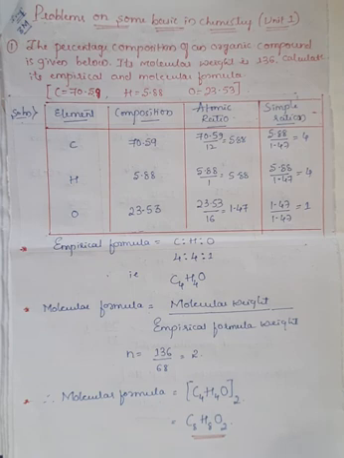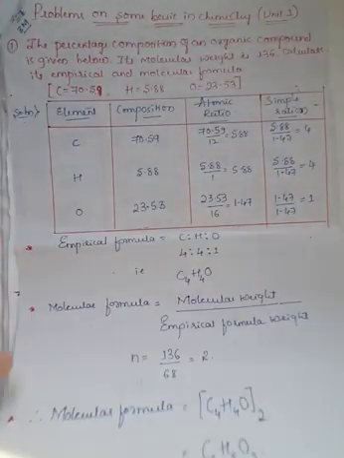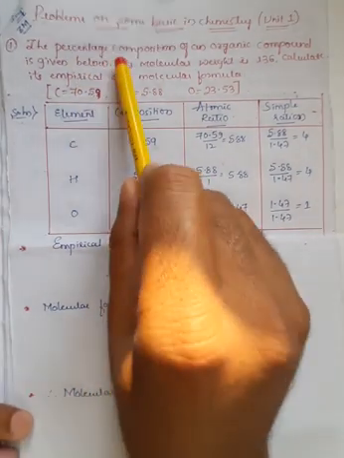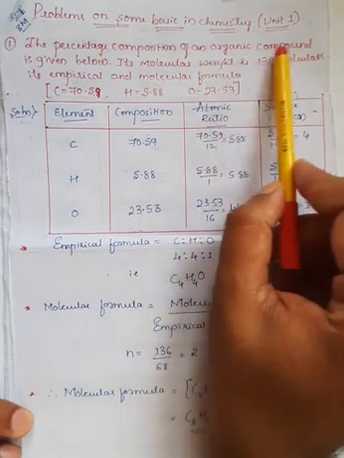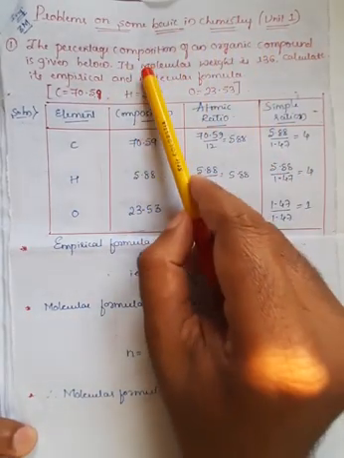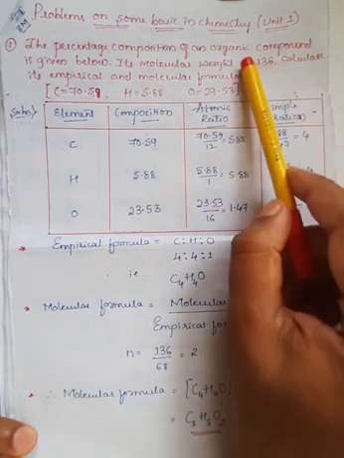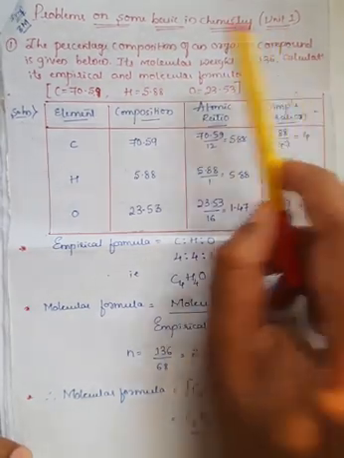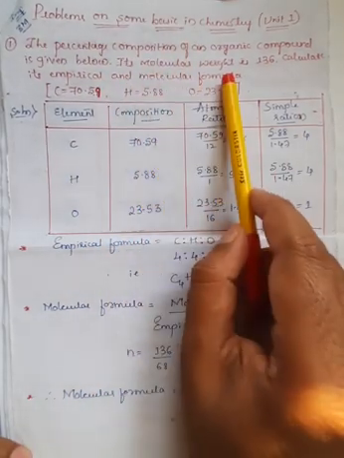So here we'll go with one example, that is the percentage composition. They've already given the question here. This is already solved, and I will also explain how to solve this stepwise, right? So the percentage composition of an organic compound is given below. There is one organic compound and its molecular weight is 136. The overall weight of the substance that is given is 136. Calculate its empirical formula and molecular formula, right?